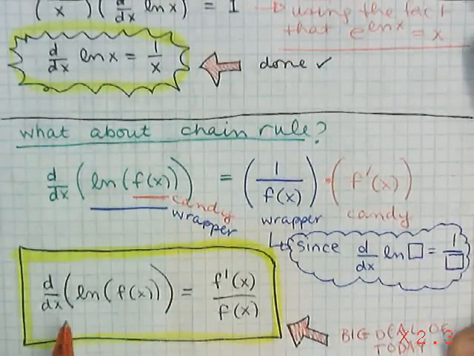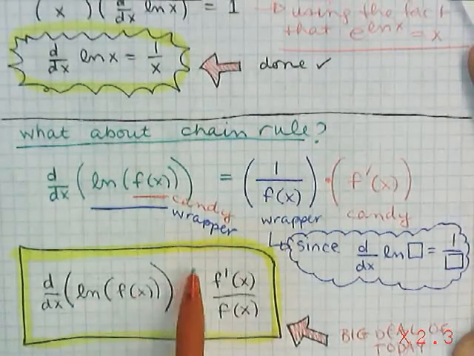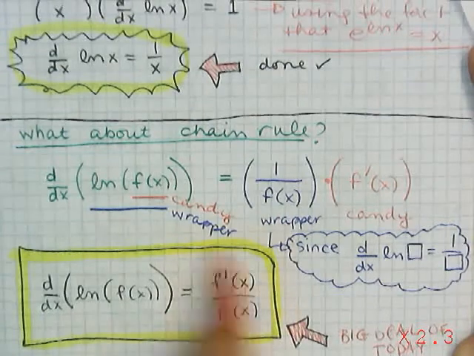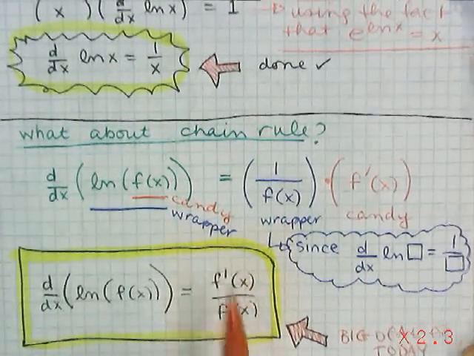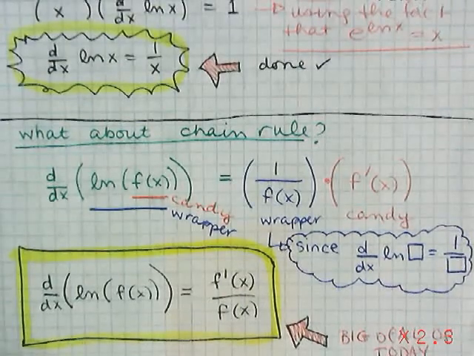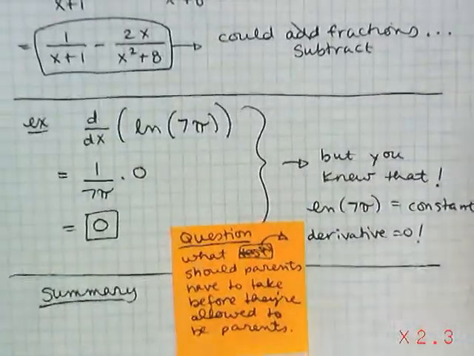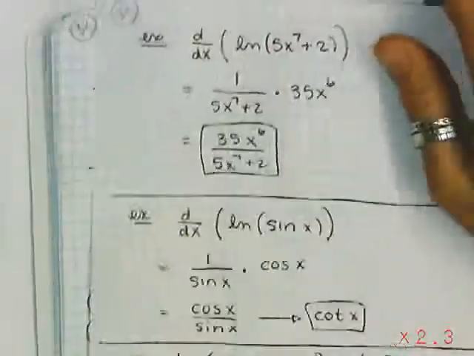I'll leave that as that. So I have the derivative of ln of f of x is 1 over f of x times the derivative of f of x. This is the big deal for today. This was the wrapper, and this is the candy. So take notes on that. And I have 5 examples to go through.